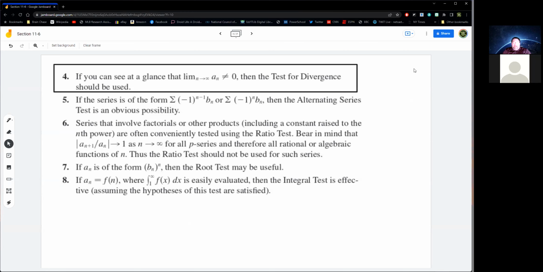So if you look at a limit, and there's a lot of times that you look at a limit and go, the way that this problem is set up, the numerator is always bigger than the denominator, things like that, then I know it's going to go to infinity. So I don't have to worry about it. Just do the test for divergence, show that it goes to a number that's not 0, and you're good.